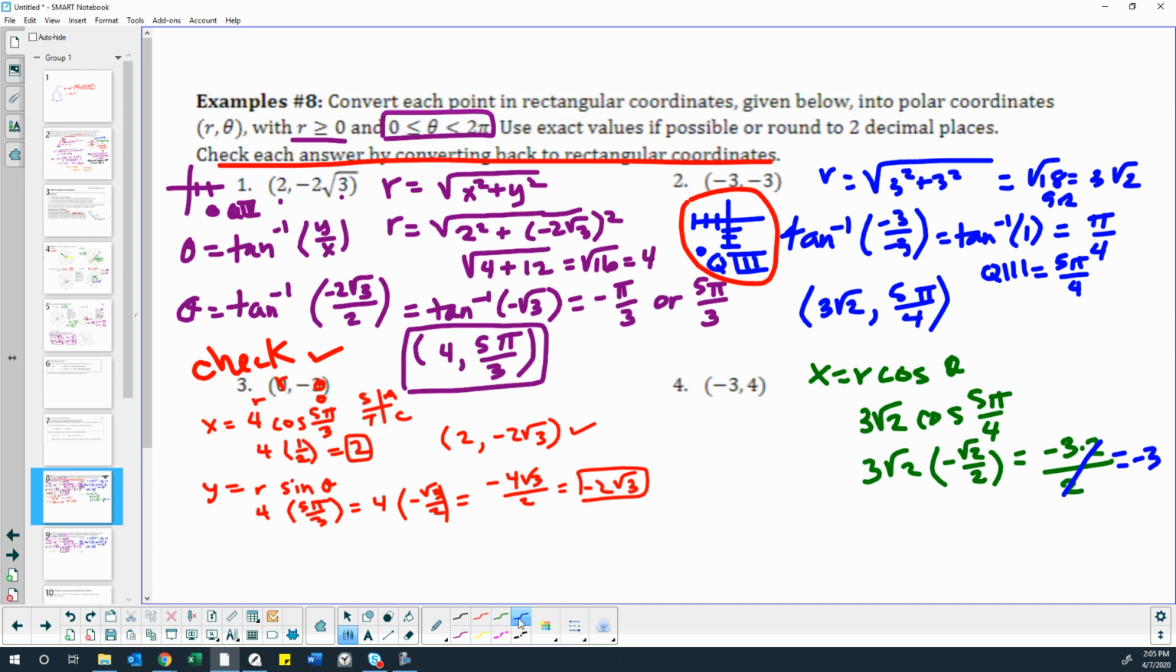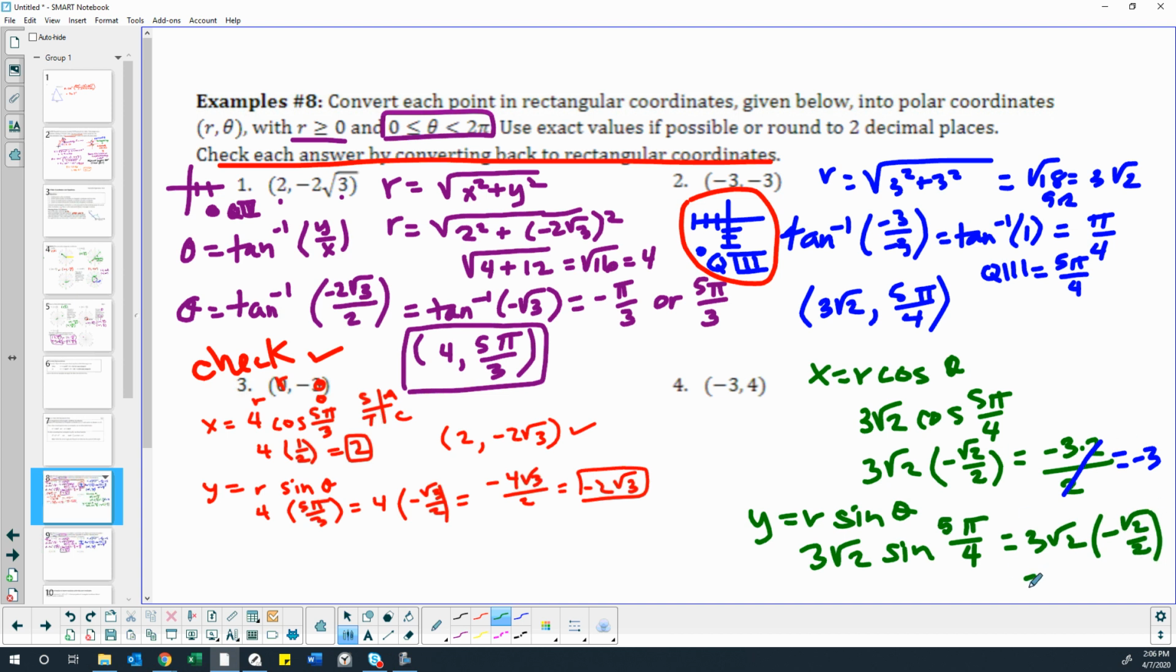And then our y coordinate will be our sine theta. Same exact thing happens here. So 3 square root 2 times the sine of 5 pi fourths, which is 3 square root 2 times negative square root of 2 over 2. We just barely did that problem, and we got negative 3. So we get the points back again.